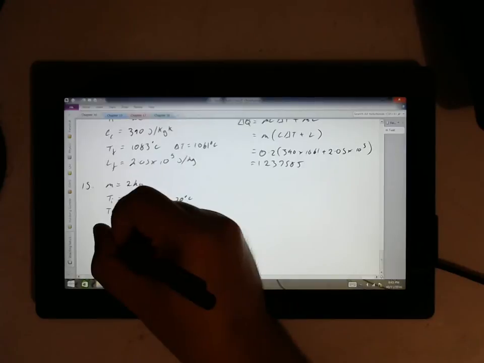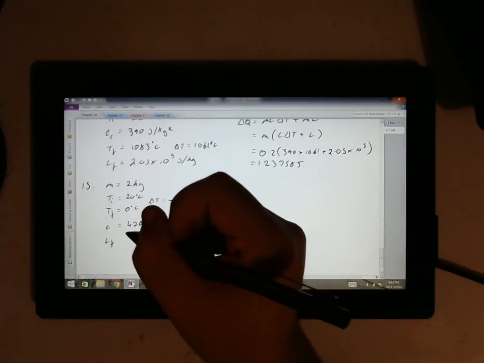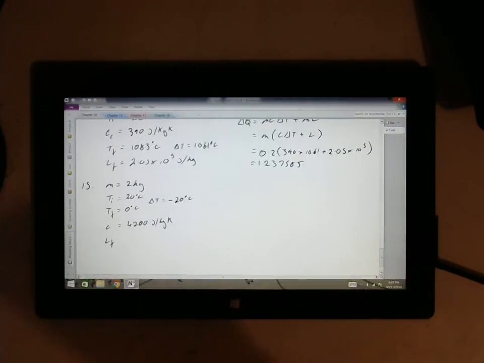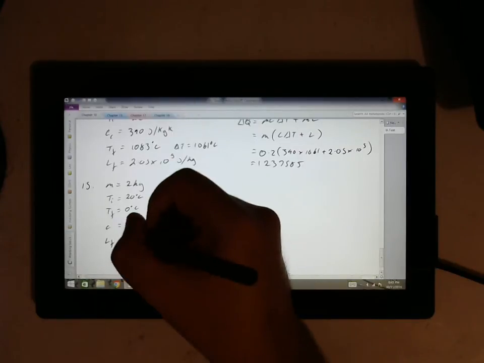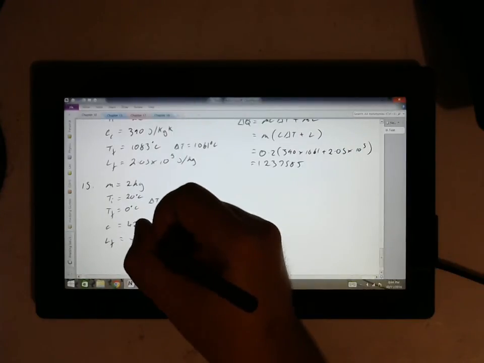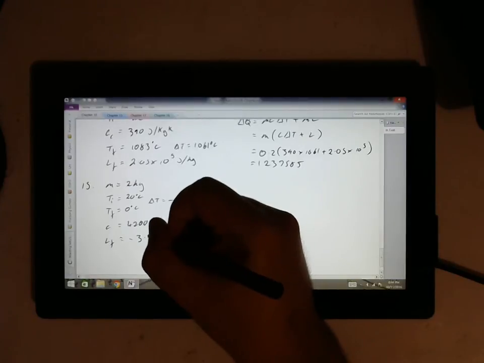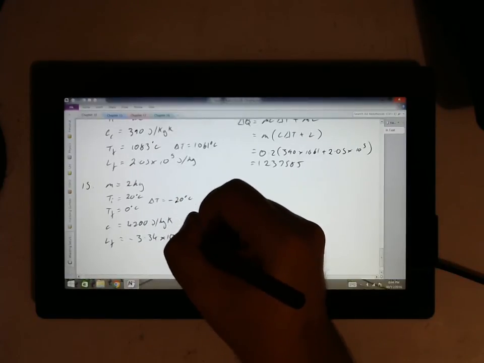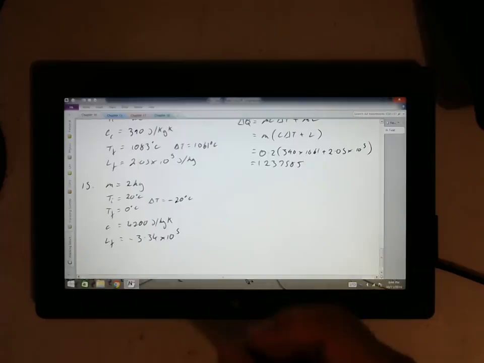And we want to know, well, what is the latent heat of fusion of water? Because just like this, we're going to need a phase change. And if we scroll up, latent heat of fusion for water, fusion meaning freezing, is, we're doing a negative, so negative 3.34 times 10 to the power of 5 joules per kilogram.